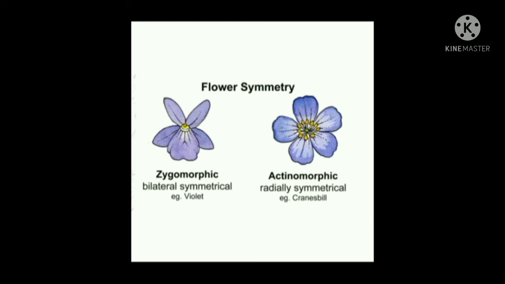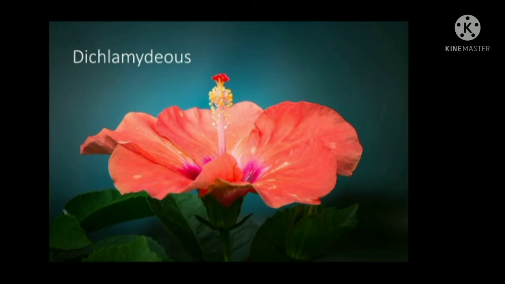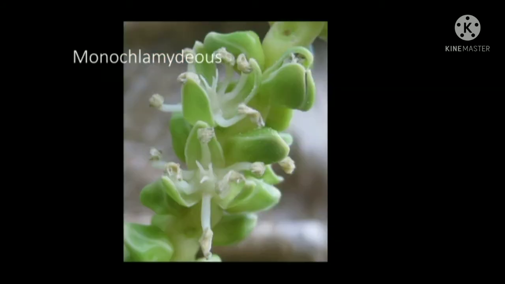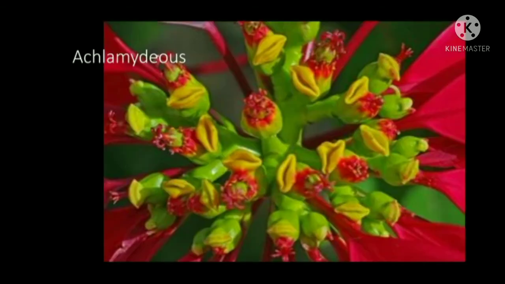In a flower, when both calyx and corolla are present, it is known as diclamidious. When only a single whorl of perianth is present, then the flower is called monoclamidious. When both calyx and corolla are absent in a flower, then it is an aclamidious or naked flower.